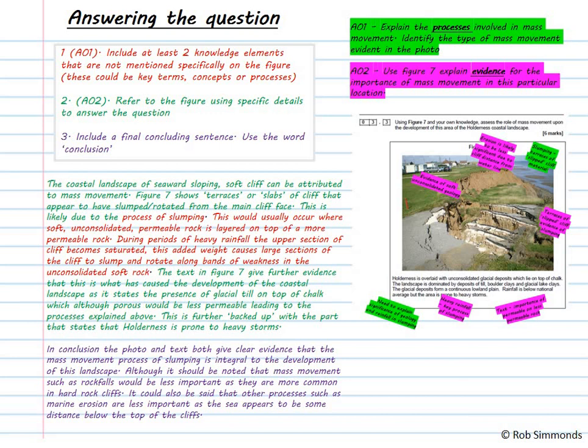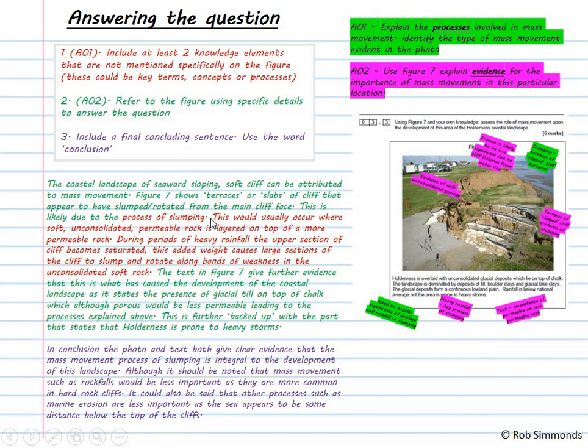So starting off, the coastal landscape of seaward sloping soft cliff can be attributed to mass movement. Figure 7 shows terraces or slabs of cliff that appear to have slumped, rotated from the main cliff face. This is likely due to the process of slumping. So by identifying slumping, by using the figure and referring to the figure, I'm covering AO1 and AO2 straight away.